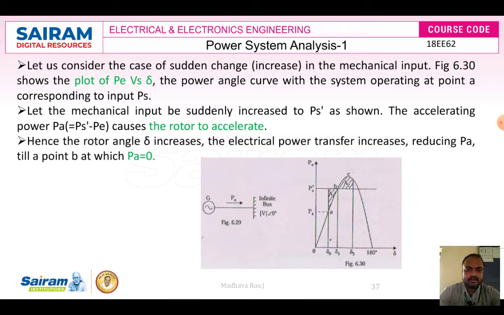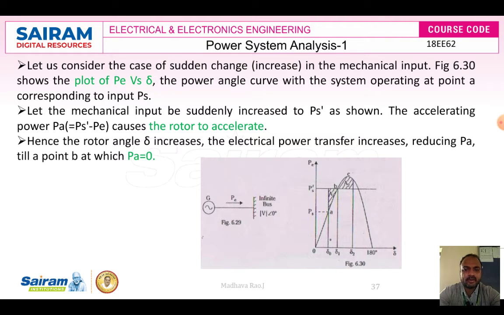Let us consider the case of a sudden change in mechanical input. The mechanical input comes from the turbine, so the turbine input is suddenly changed. Here you can see the plot of PE versus delta, the power angle curve, with the system operating at point A corresponding to PS.